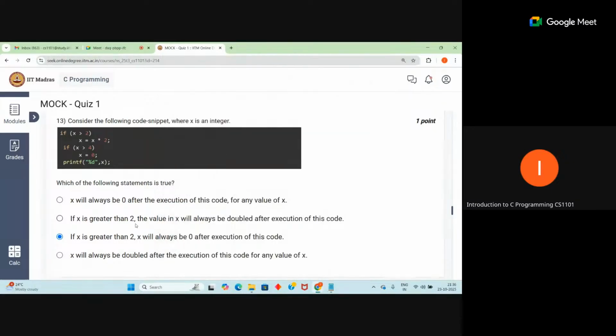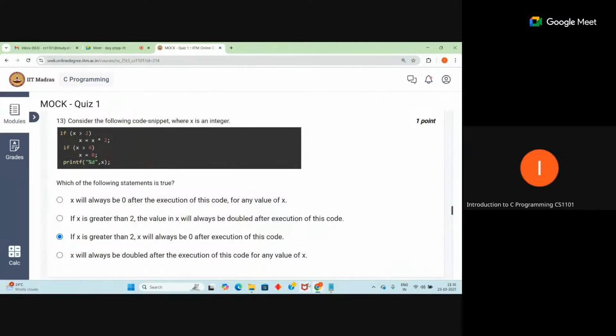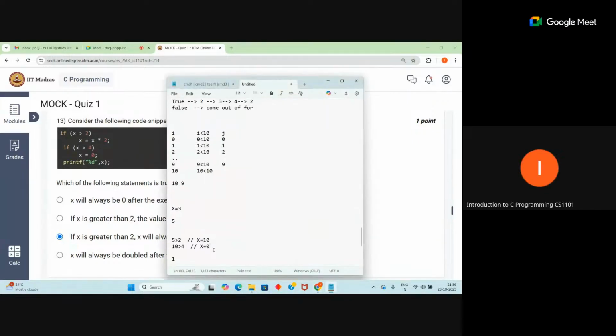If x is greater than 2, the value of x will always be doubled after execution of this code. So it is not doubling. What happens? X is becoming 0. It is not becoming double. So this is wrong. The second option is also wrong. Have you got it? If x is greater than 2, what answer are we getting? Always we are getting 0. But here it says it is becoming double. No.